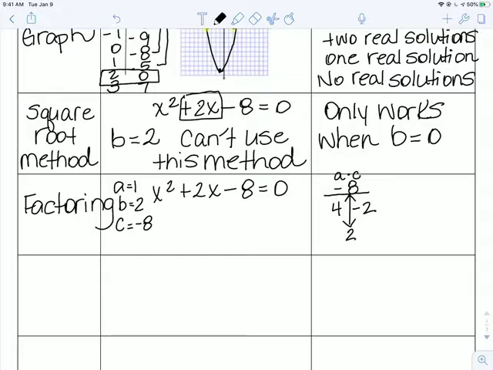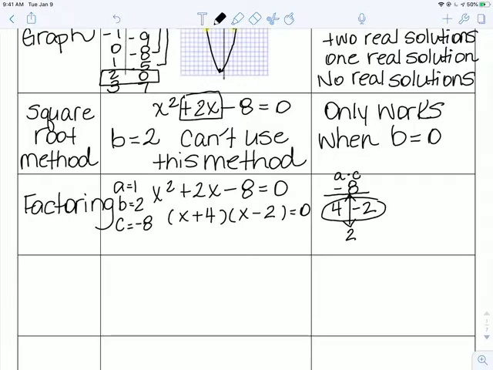So when you write your factors, you're going to have 2 sets of parentheses. There'll be 2 binomials where x is the first term in each binomial, and then the 2 numbers that you found over here are going to be the second values in that set of parentheses. And these are your 2 factors. In other words, if you were to FOIL these 2 factors together, you would end up with the original quadratic x squared plus 2x minus 8.